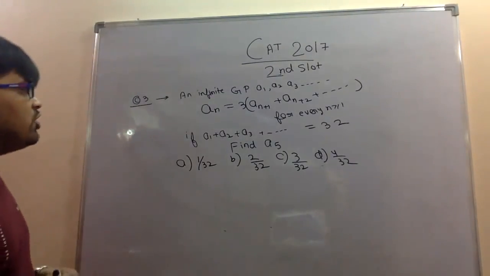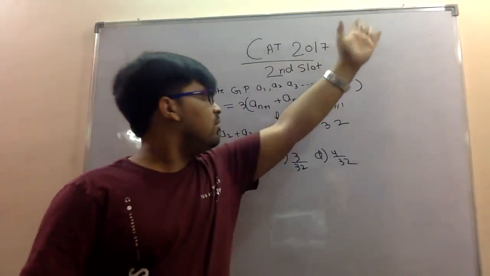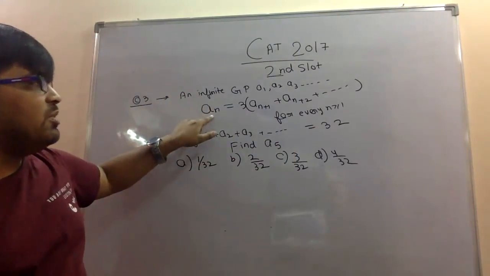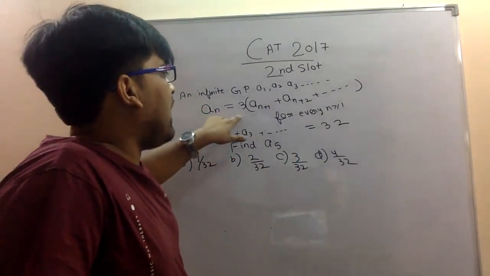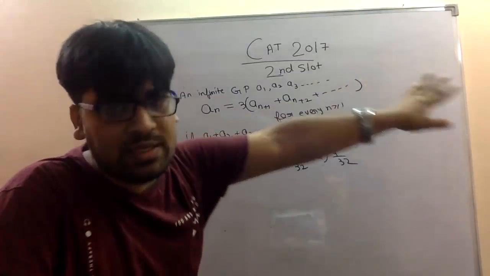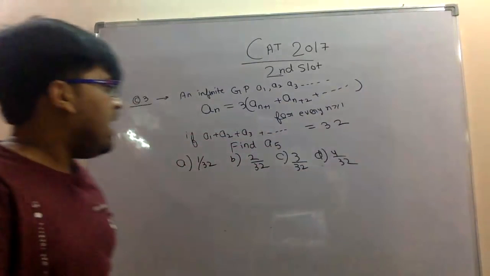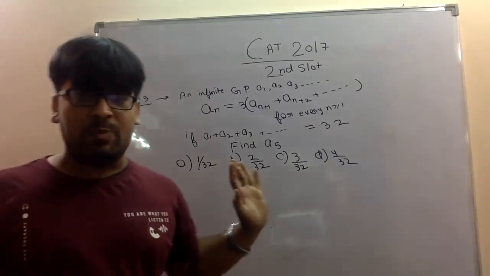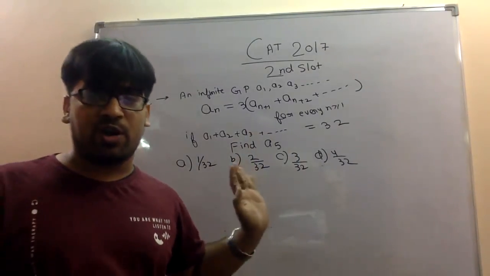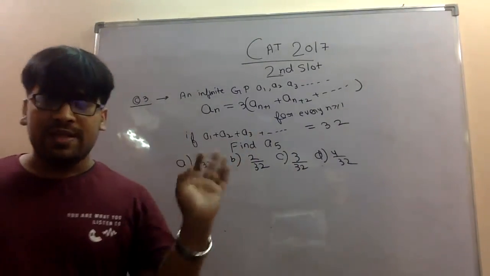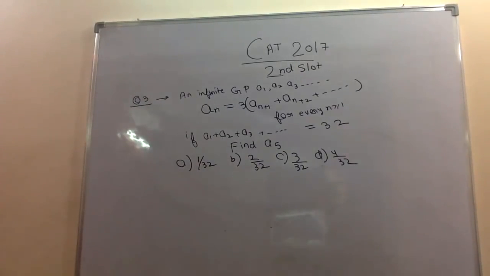ठीक है. Question is an infinite GP is given such that an is equal to, that means nth term will be equal to 3 times of an plus 1 plus an plus 2 and so on. Infinite GP पे आए हुए थे, that is an important part for CAT. ट्राई करो, एक बार ट्राई कर लो फिर डिस्कशन करते हैं.